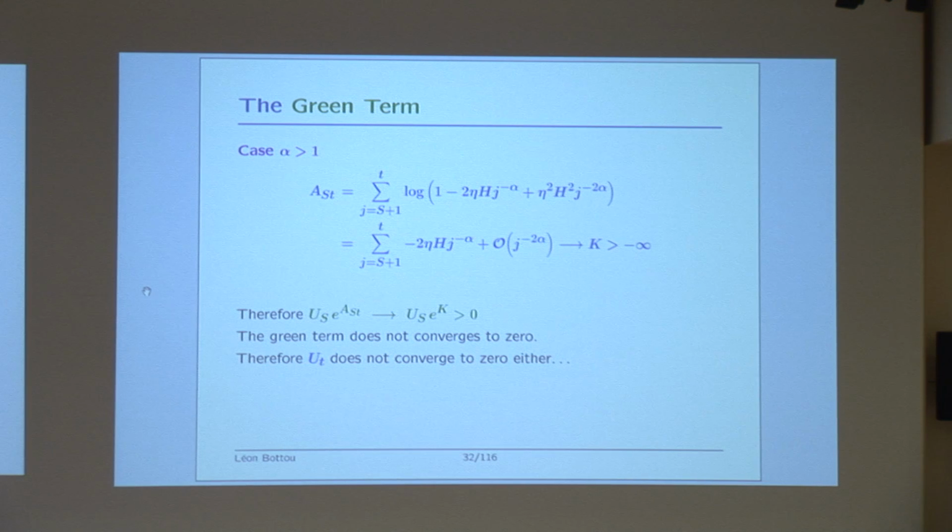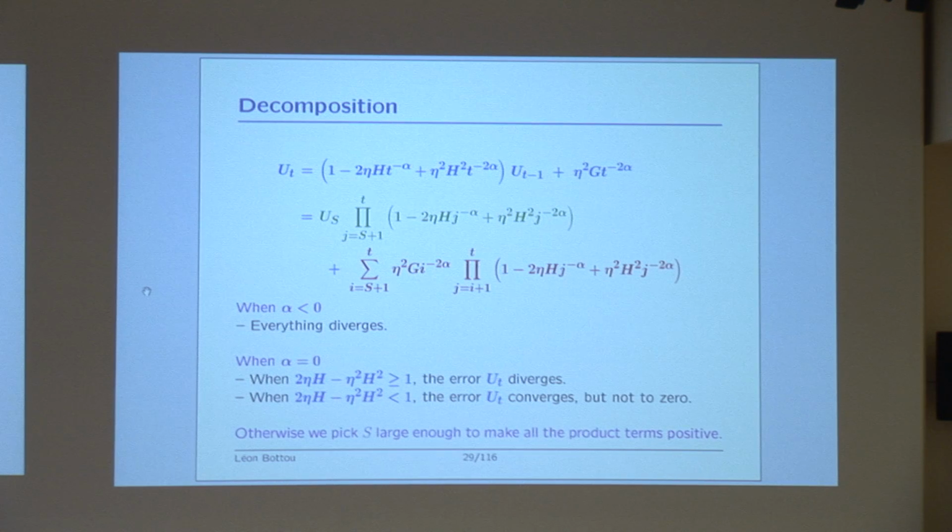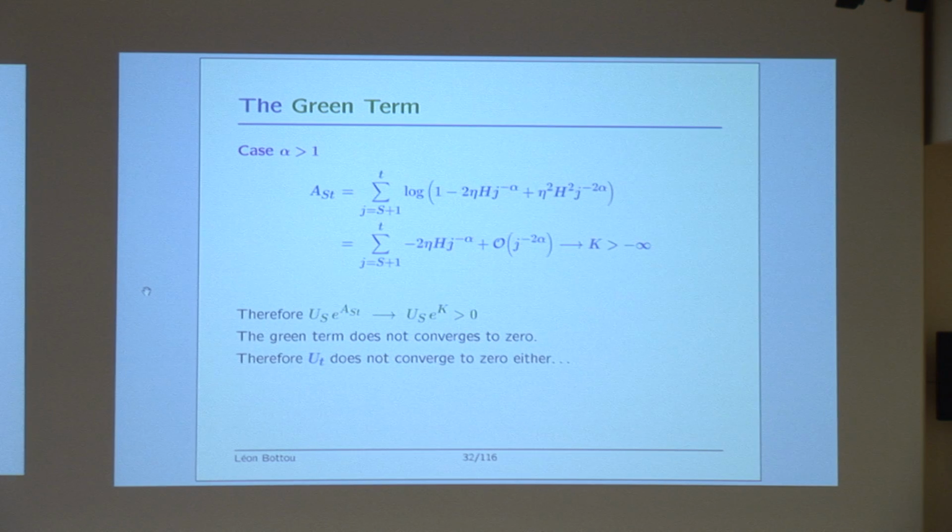Now, the green term is the easy one. If you remember the red term, it's this nasty thing here. And what you have in the red term is that if you compare the red and the green, you have this product, but instead it's the product from i to t instead of the fixed starting point to t. So I need to estimate that properly.